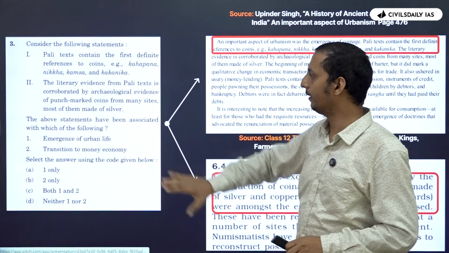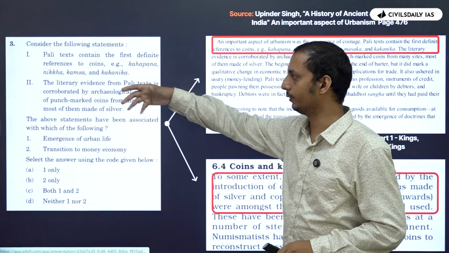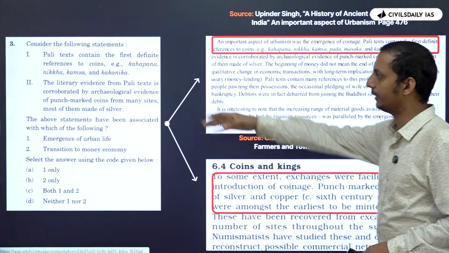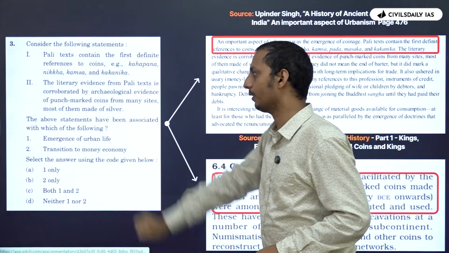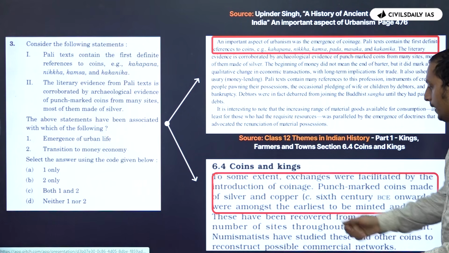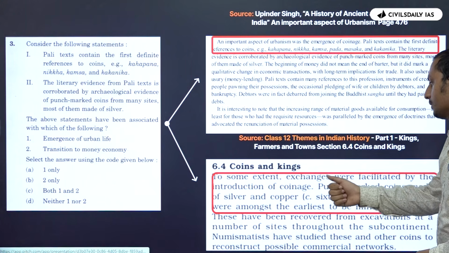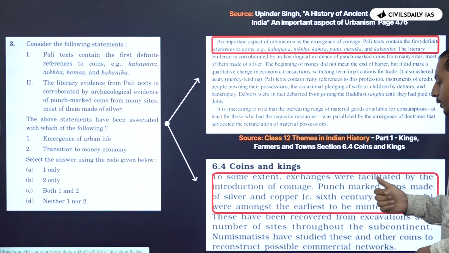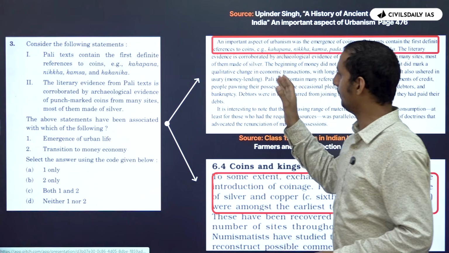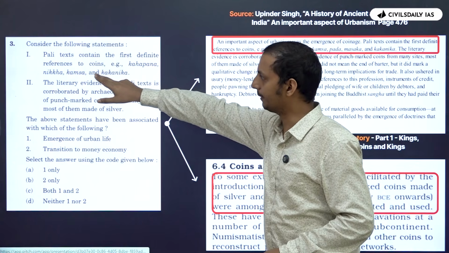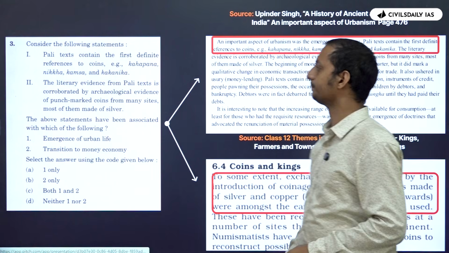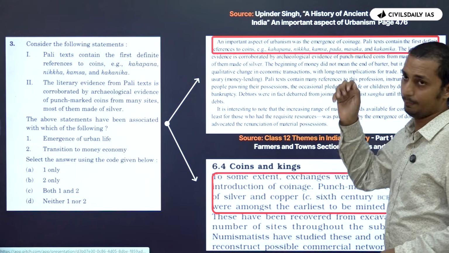But I'm just saying that the direct literal sources have been taken from both the Upinder Singh and also the NCERTs. So here they're talking about the Pali text and also the Punch-marked coins made of, most of them are silver. The same thing has been provided in class 12 Themes Part 1. Exchanges were facilitated by the introduction of coinage, punch-marked coins made of silver and copper. So the same thing has been provided in the Themes Part 1. Also the same thing regarding the first statement. The Pali text contains the first definite reference to coins Kahapana, Nikka, Kamsa and Kakanika. The same thing has been provided in Upinder Singh as well.